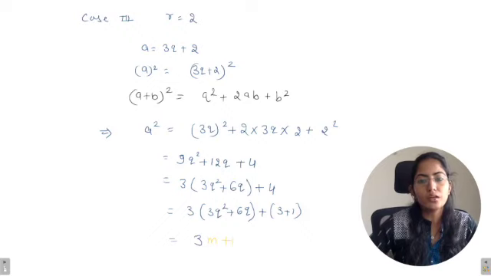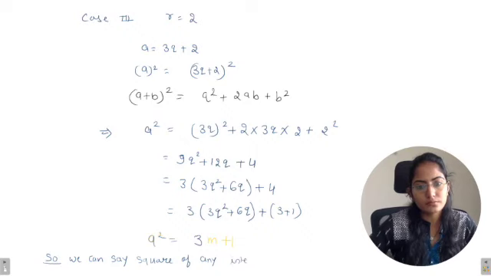So from this way you can say that the square of any positive integer will always be in the form of 3m or 3m plus 1.